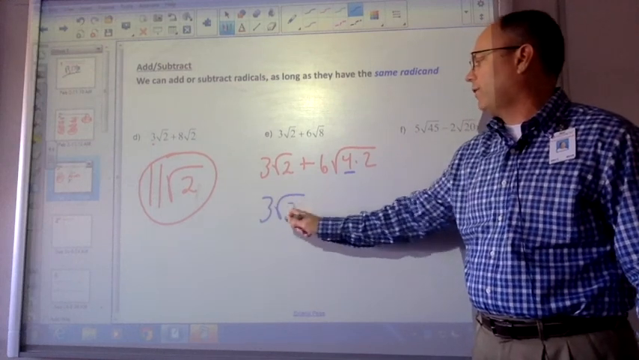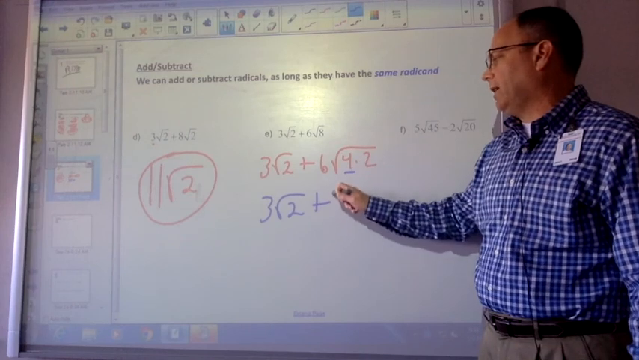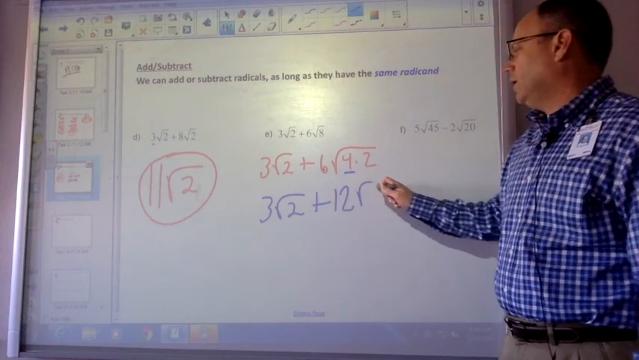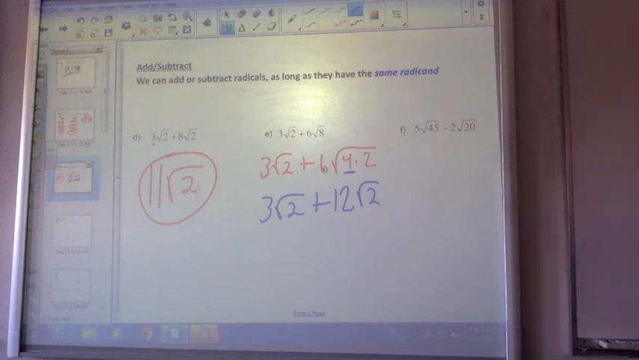Everyone feel good so far? So the square root of 4 was 2, right? That gets multiplied with that 6. Look at that. I now get a 12. Let me pause there. It's not done, but let me pause. Make sure you feel comfortable with what I did. Make sure you understand where that 12 came from.